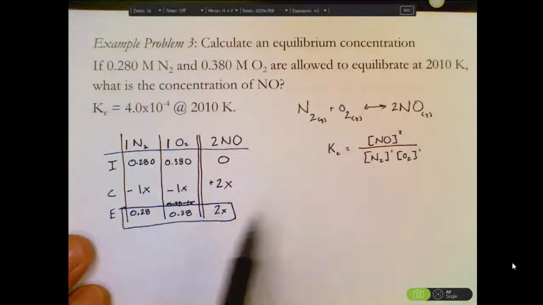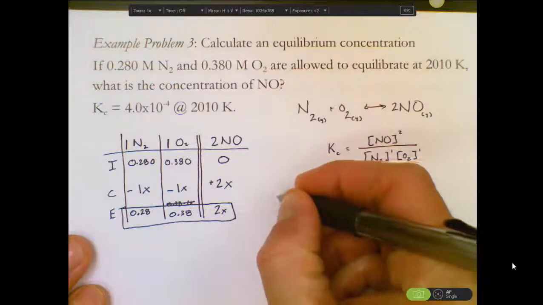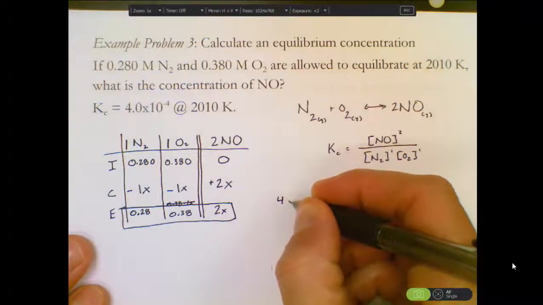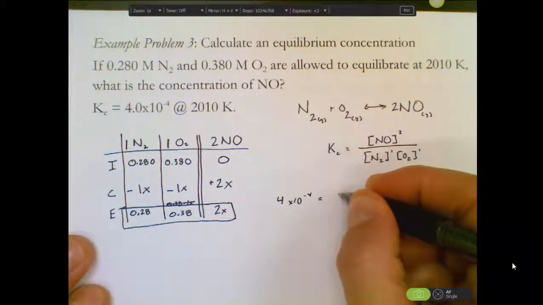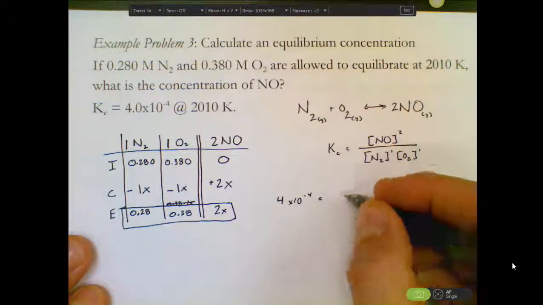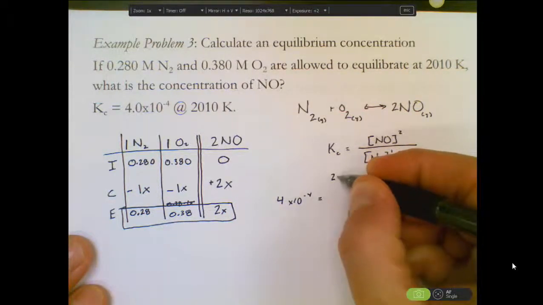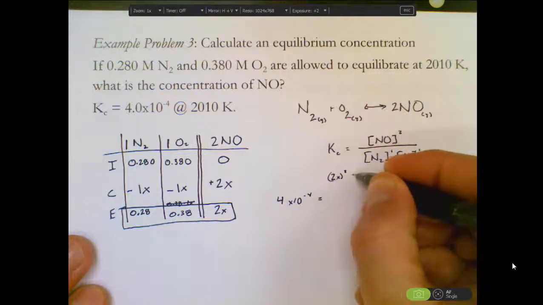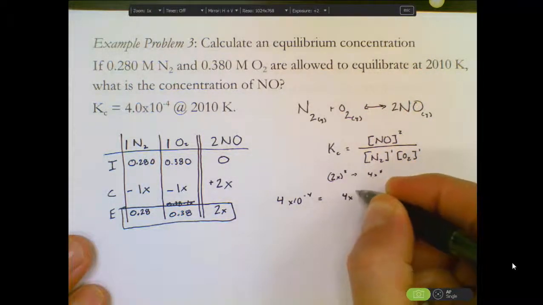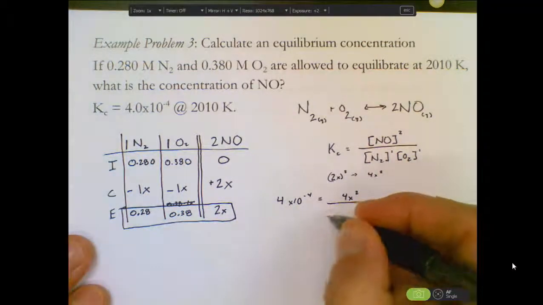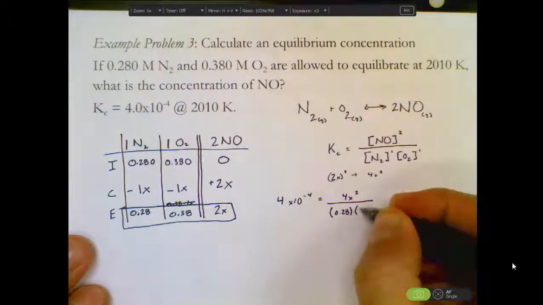So now I can just sub my numbers in. These are my equilibrium values into my equilibrium expression with my K value to get to the point of this: 4 times 10 to the negative fourth equals 2x, the whole thing squared. So 2x squared equals 4x squared, over 0.28 times 0.38.